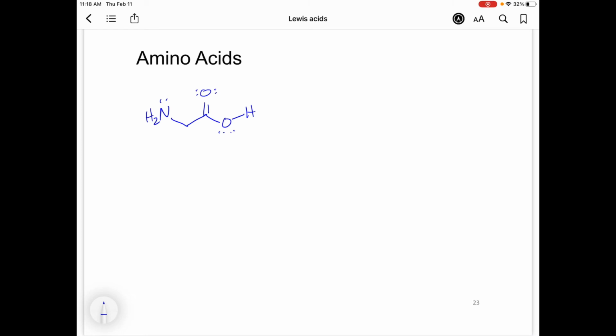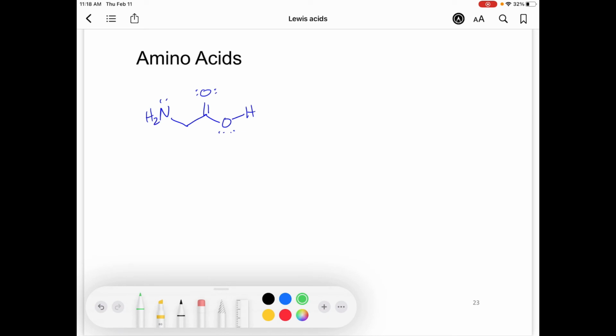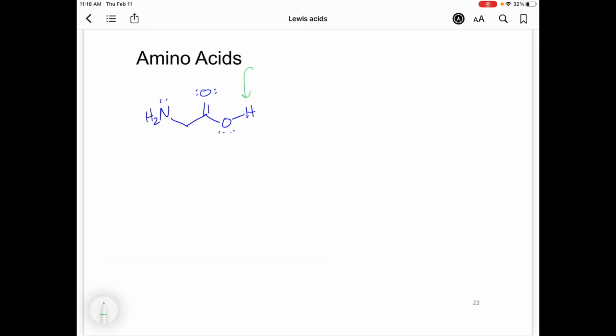Now, on glycine, we have two different sets of protons that could potentially be acidic, right? We have our carboxylic acid here. The pKa of a carboxylic acid is typically around 5. But because of the inductive effect, this nitrogen is withdrawing electron density. The pKa of glycine for this carboxylic acid is around 2.3.